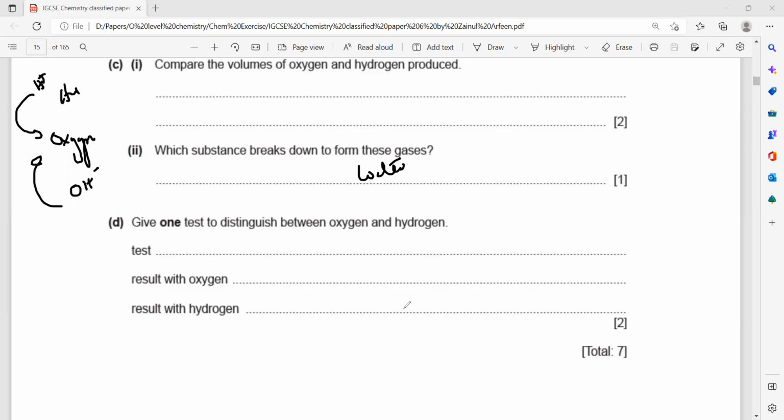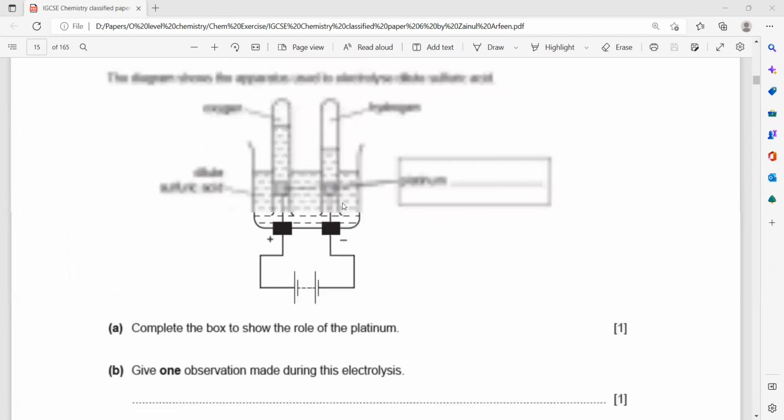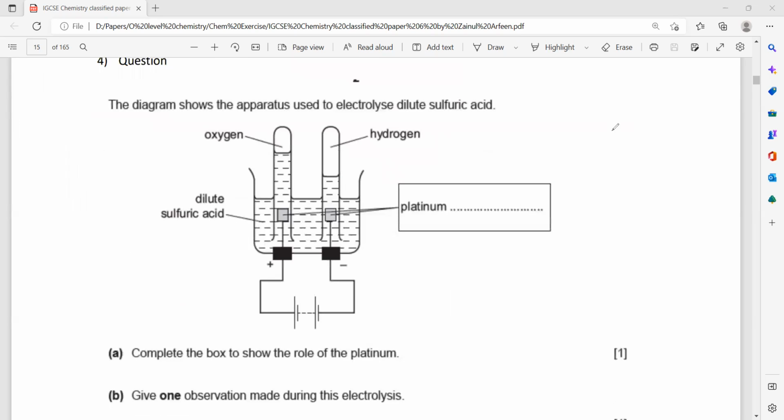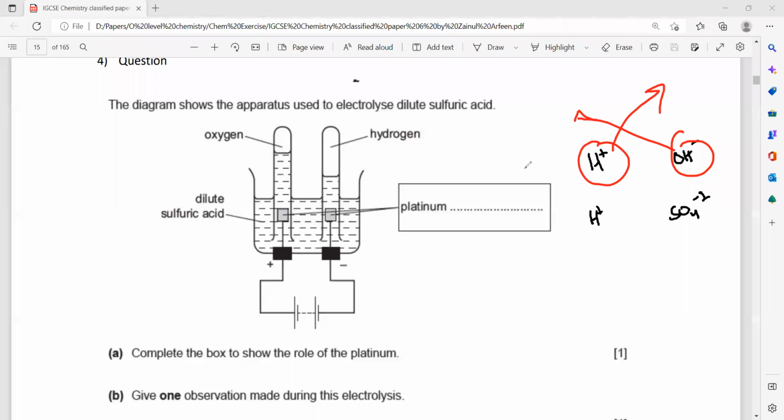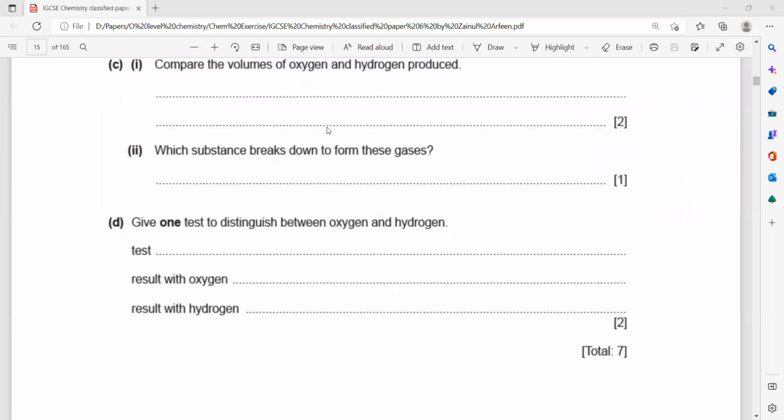Then, the question is which substance breaks down to form these gases? When we are doing electrolysis of sulfuric acid, we have hydrogen ion, we have hydroxide ion, we have hydrogen ion, and we have sulfate ion. When we do electrolysis, the positive ion will move. In both cases hydrogen and OH ion move; sulfate, nitrate, and carbonate never move. So which molecule actually breaks down to give H plus and OH minus? That is the water molecule. So which substance breaks down to give hydrogen and oxygen gases? That's why we say water.